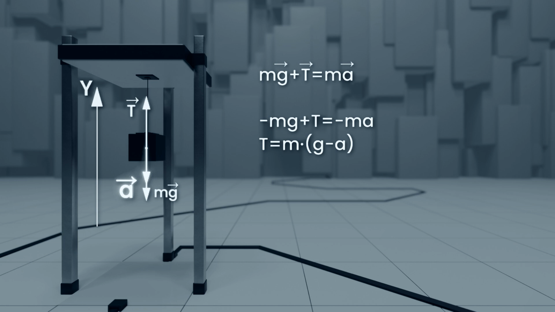If the block were not suspended in an elevator, but placed on its floor, the apparent weight would be equal to the normal force. If the elevator were slowing down, the acceleration would be directed in the opposite direction, and its projection would be positive. As a result, the tension force, and therefore the apparent weight, would be greater than the gravitational force. If the elevator were moving with an acceleration equal to the acceleration due to gravity, the apparent weight would be zero. Thus, in a free-falling elevator, objects experience a state of weightlessness.